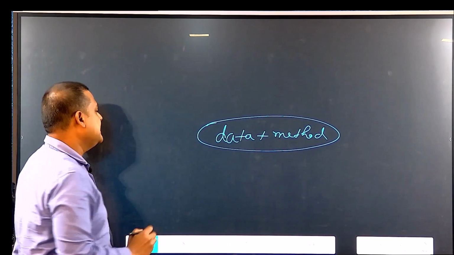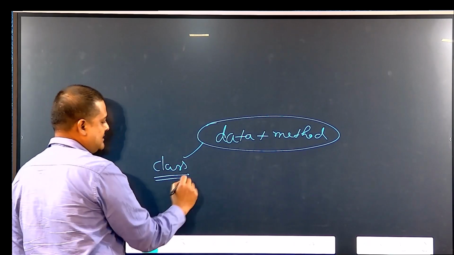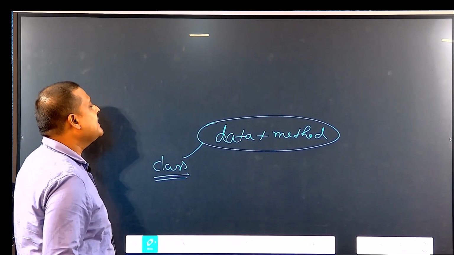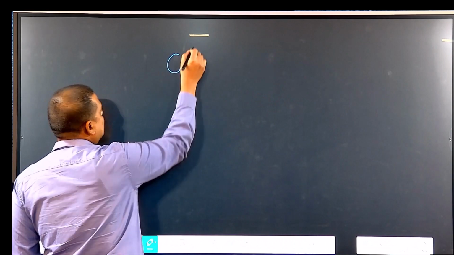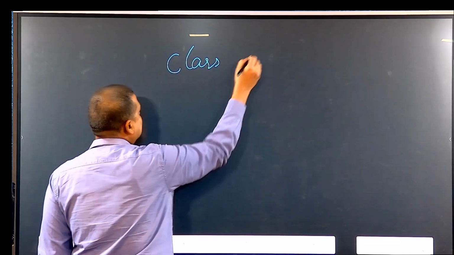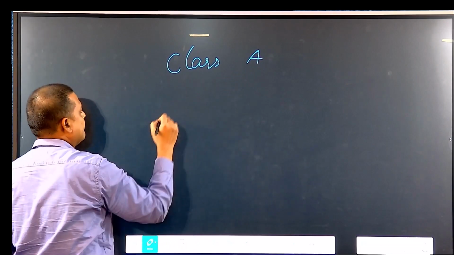Okay. So, this single unit is called a class. This is called a class. So, a class is represented like this. Say for example, this is class, name A, some name.